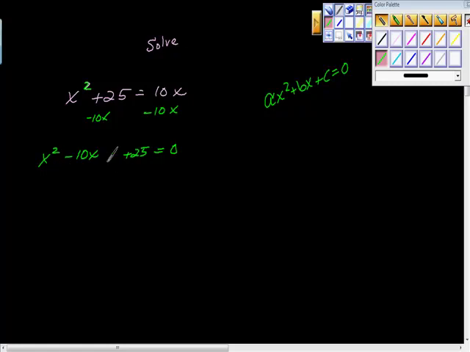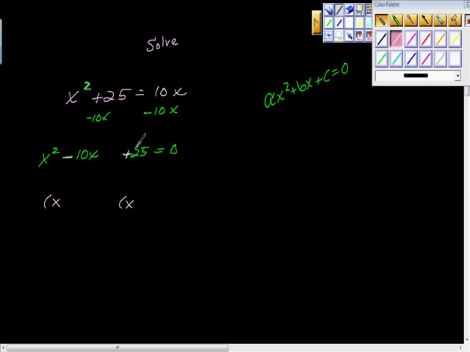Now what we want to know is, what are two numbers that when we multiply them, we get positive 25, but when we add them, we get negative 10? Here's something you should be noticing: this is a negative and this is a positive. So this first part is easy. X squared will be x here and an x here. Why? Because if we do FOIL, x times x is x squared, and that's how that's made.